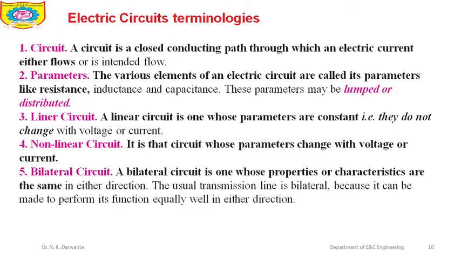Along with this, in the circuit different parameters are in use, and different parameters we need to calculate. The various elements of an electrical circuit are called its parameters, like resistance, inductance, capacitance. These are the normally used parameters in the circuit. And these parameters are intentionally or unintentionally there in the circuit. We may use resistors for resistance, inductors for increasing the inductance, capacitors for increasing the capacitance in the circuit.